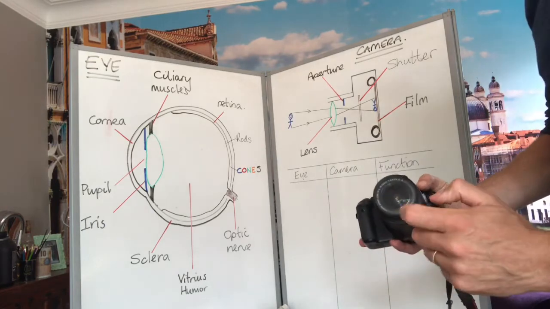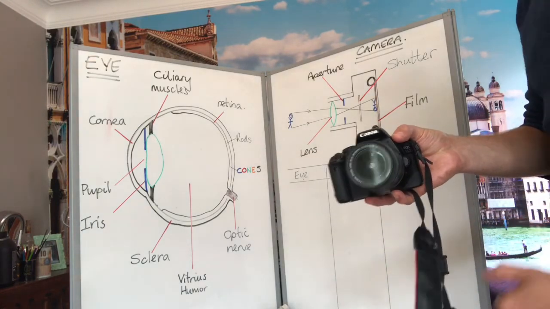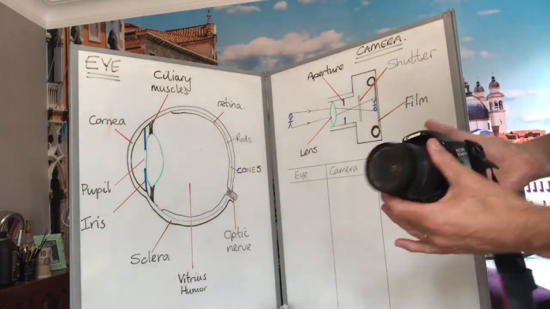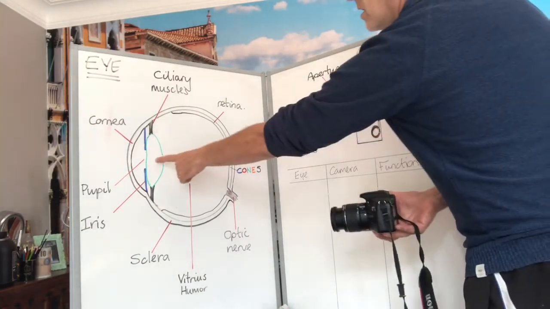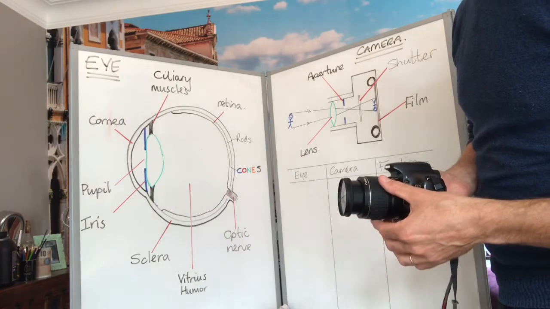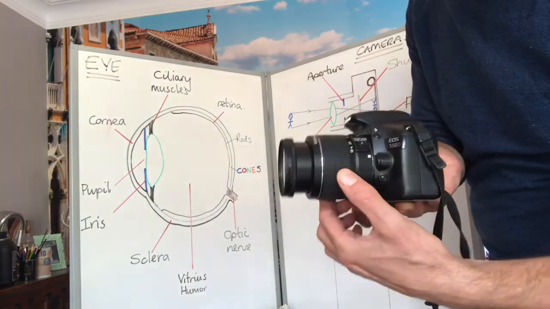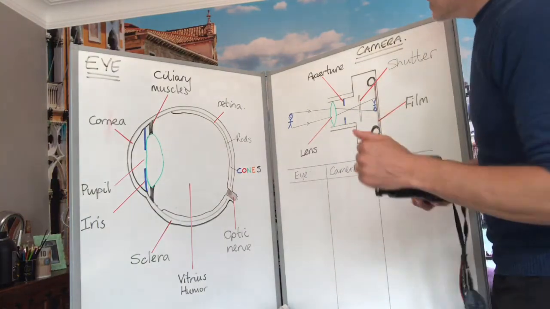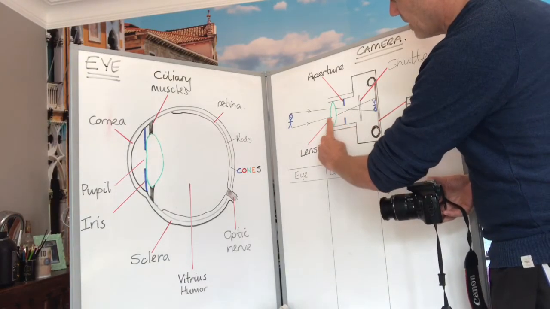We have a protective front of the camera here, which acts a bit like the cornea. And inside here, we have a lens, like ours. Now, we can't change the shape of the lens in this because it's made from glass. What we can do is focus by moving the lens backwards and forwards. Okay, so that allows us to focus the image by moving the lens backwards and forwards.